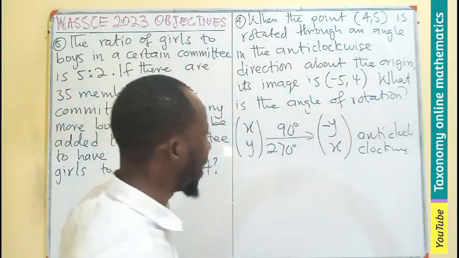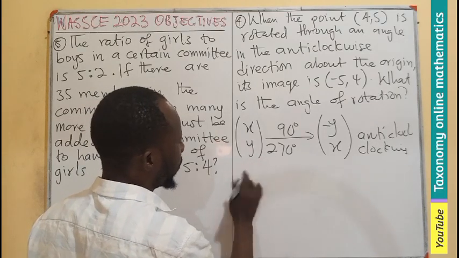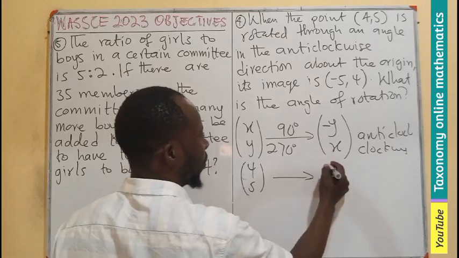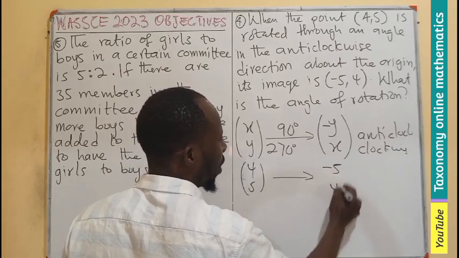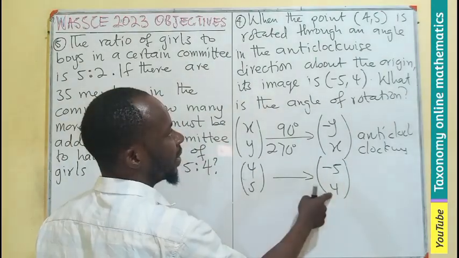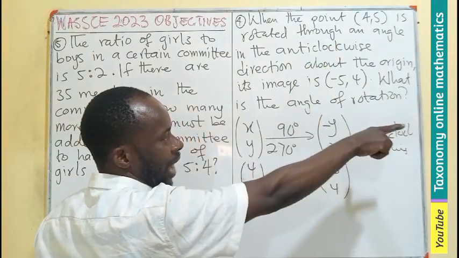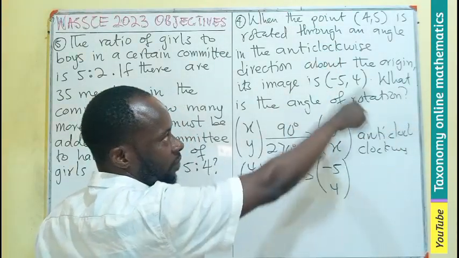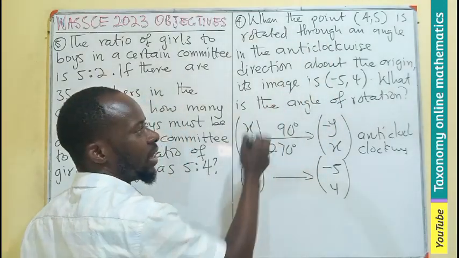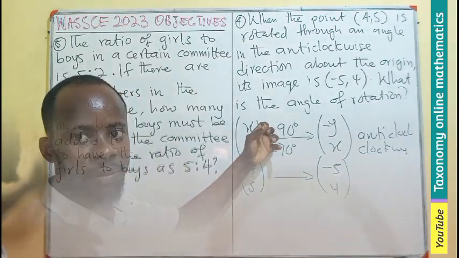So if this is the case, let's check: (4, 5) is mapped to (-5, 4). I believe the 4 remains the same, as I can see, 4 is becoming the same as positive. The y which is there becomes the x. So the rotation is going to be 90 degrees. So this is what we are looking for.